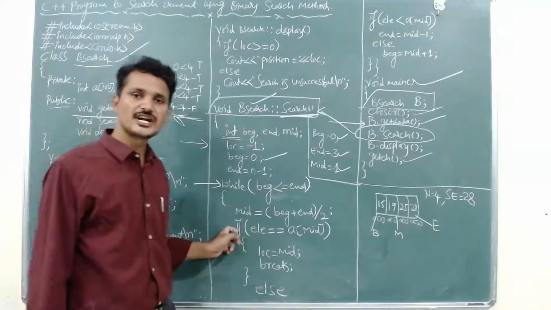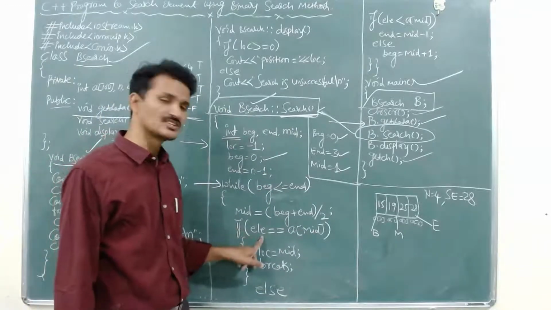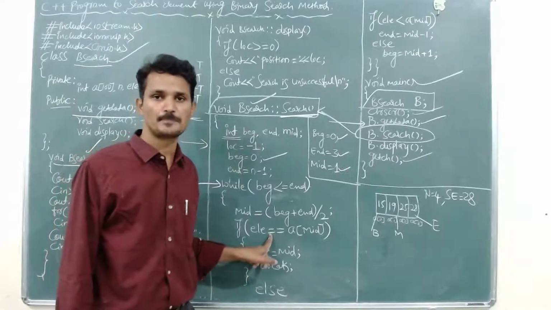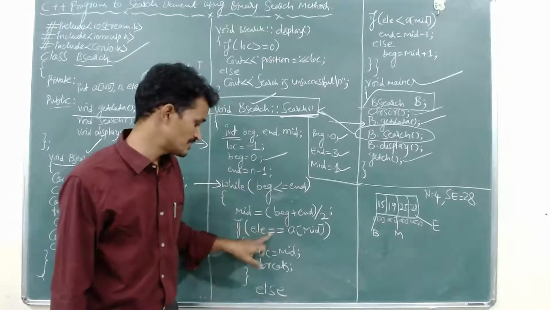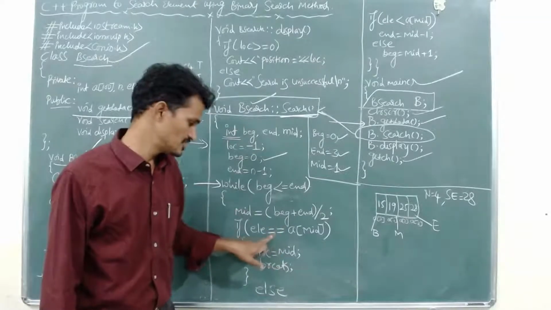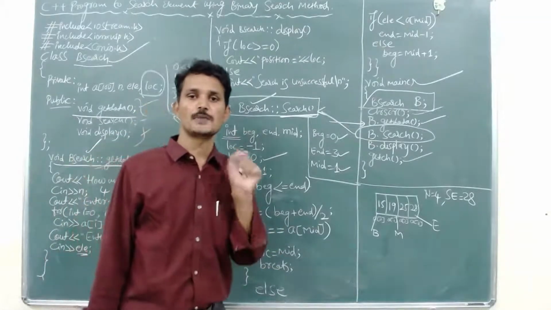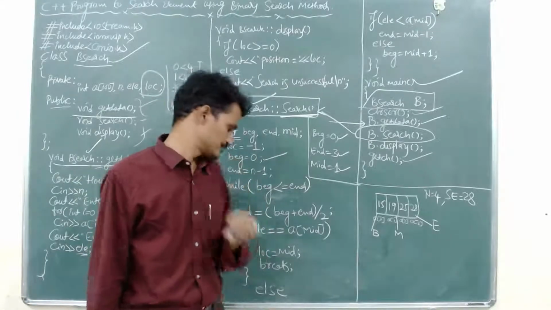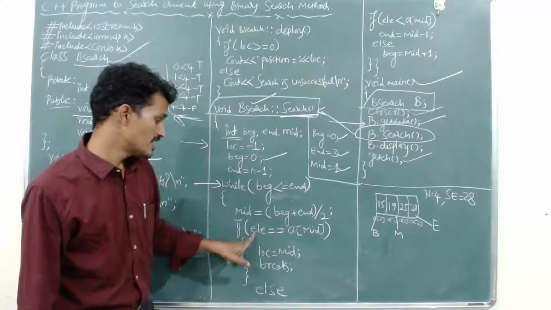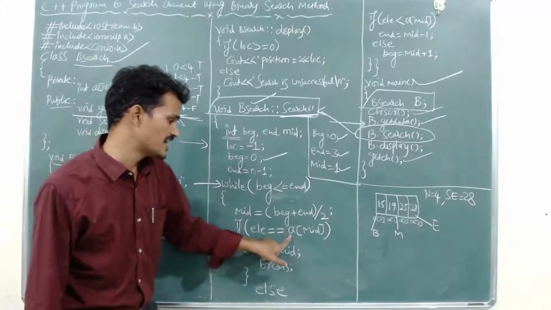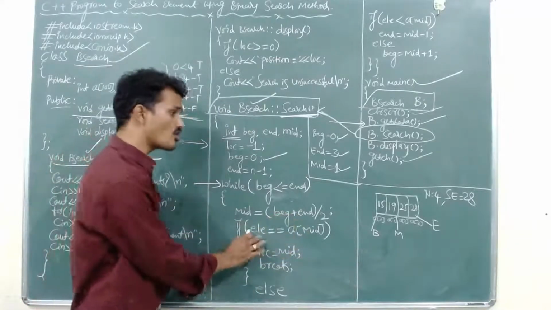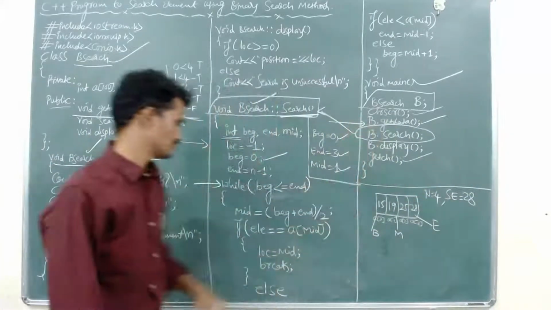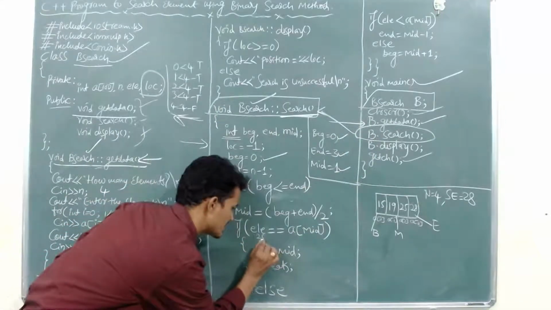Next, straight away the condition: if open parenthesis element is equal to. Look at this: the two equal signs must be read as is equal to. That is nothing but a comparison operator. Then if element is equal to a of mid. Element means the searching element. What is the searching element? 28. I am going to substitute 28 here.